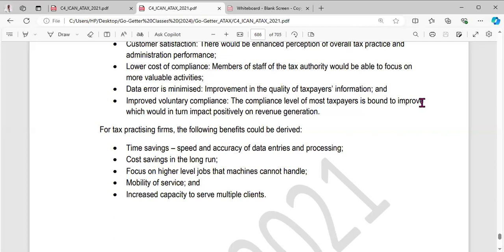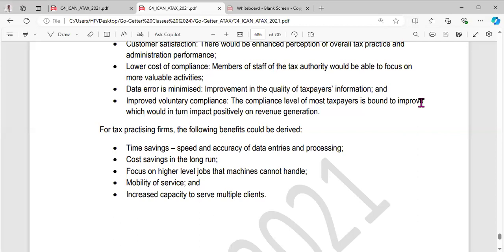Then there's mobility of service, increased capacity to serve multiple clients. So imagine if you are doing everything on the digital platform and you have to file VAT for 30 different customers. Each of them takes you 5 minutes on the platform. 5 times 30 is 150 minutes. This is about 2 hours, and you would have filed for 30 people.